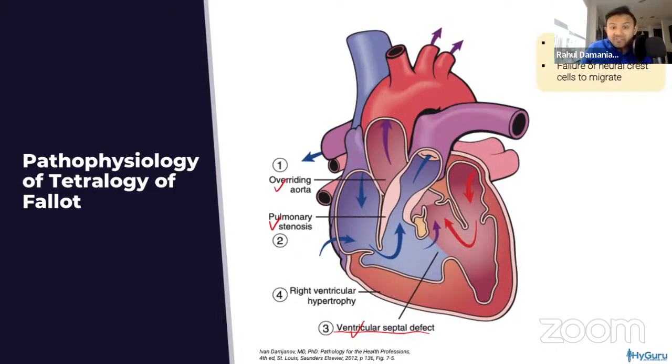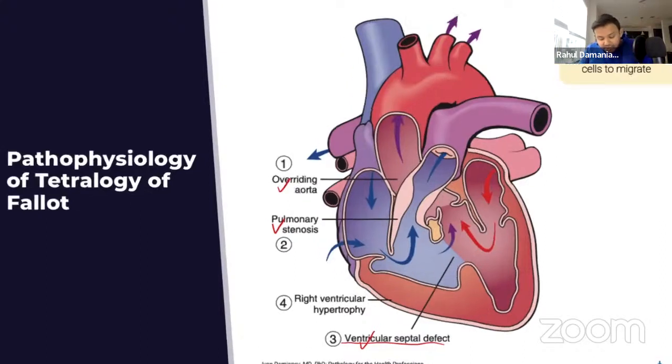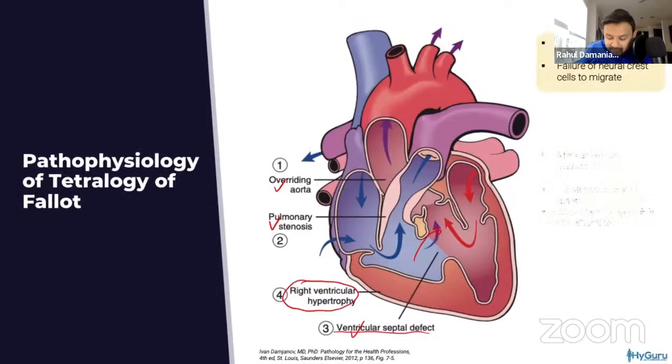And because you have chronic right ventricular outflow tract obstruction due to pulmonary stenosis, you're going to get right ventricular hypertrophy over time. And subsequently, with the right ventricular hypertrophy, the right ventricular pressures are going to be so high that it will shunt blue blood to the left side. And that's why you can get hypoxemia.